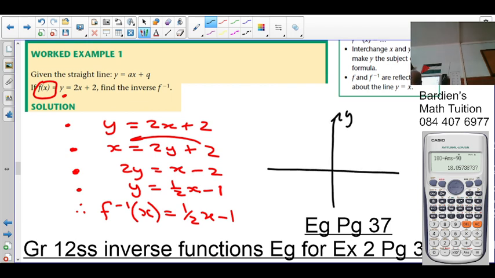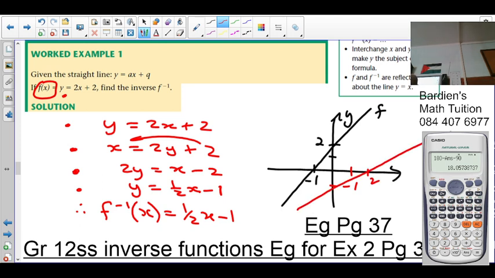If I had to draw this function, just give me 2 minutes of my time. So you have y is equal to 2x plus 2. If I draw this graph, there's 2, and x is at minus 1. That is what the function looks like. If I look at the inverse function, I swap x and y around, it becomes minus 1 and 2. So if I bring this graph down, you'll see it will reflect and intersect there, in the line y is equal to x.